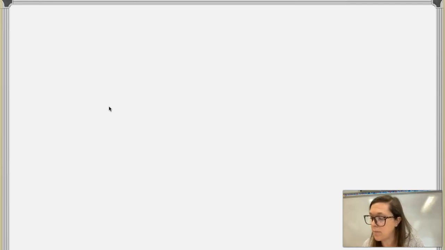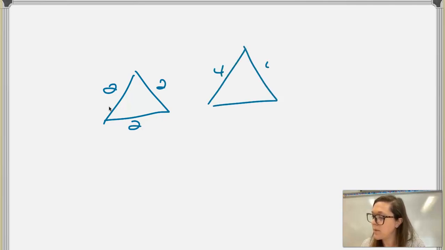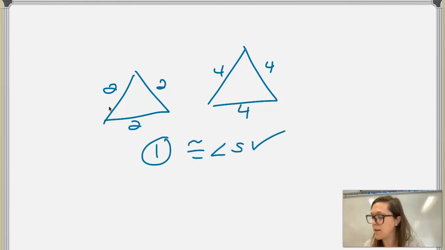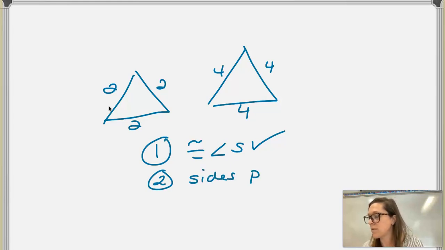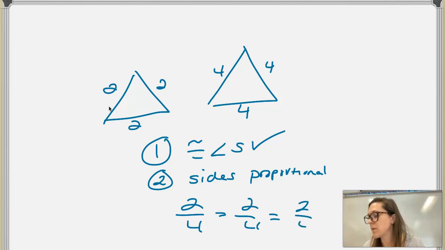If you remember back in section 6.3, if we had a triangle, we had two questions we had to ask. The first question was, do you have congruent angles? If you did, then we checked it off. And then the second question was, are your sides proportional? Right? And then we would make up ratios of all of our sides. So 2 over 4, does that equal 2 over 4? Does that equal 2 over 4? Yes. And if that was the case, then we knew that we had similar triangles.